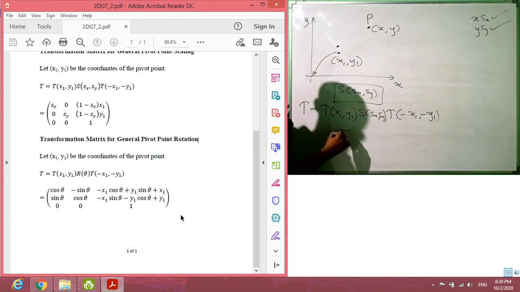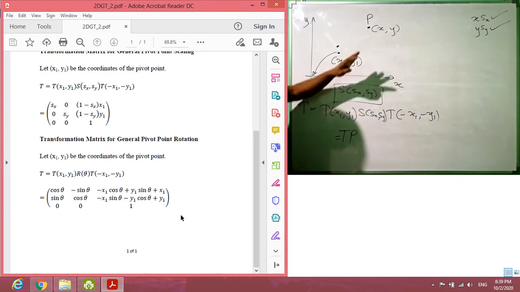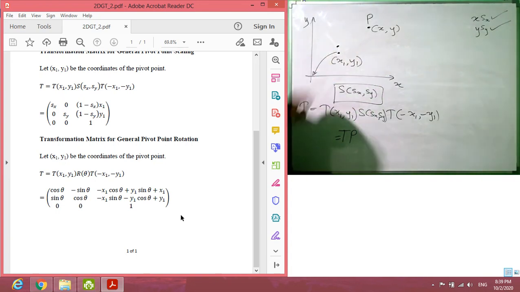If we apply T to P, then we get the coordinates of the point with respect to this pivot point.